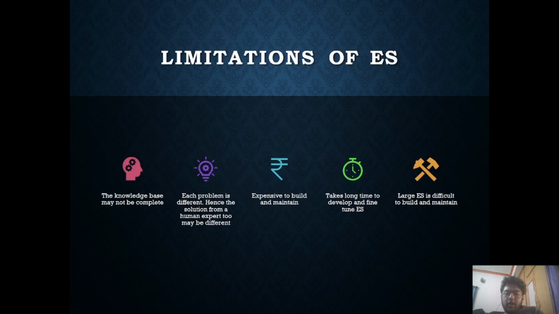So limitations, as we just saw, are that the knowledge base might not be complete, and since each problem is different, the solution from a human expert may be different too, in a different perspective, and it is pretty expensive. It takes a long time to build and develop these, and since it is taking a long time, it is also not so cost effective. So a large expert system is difficult to build and maintain.